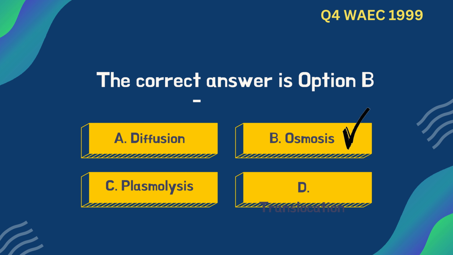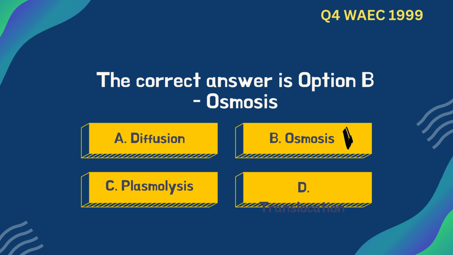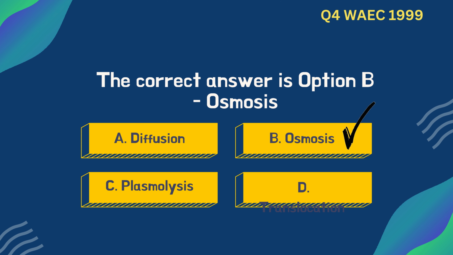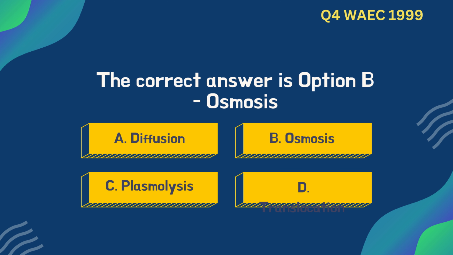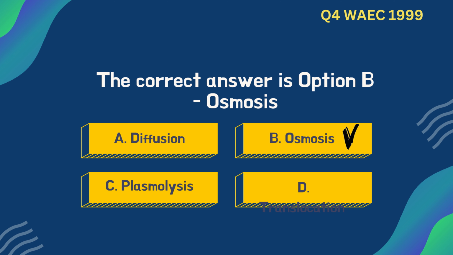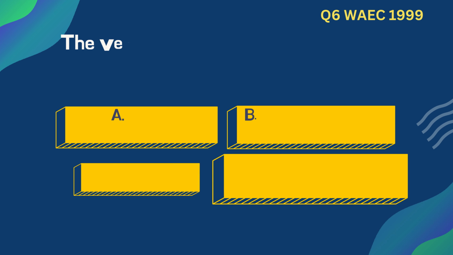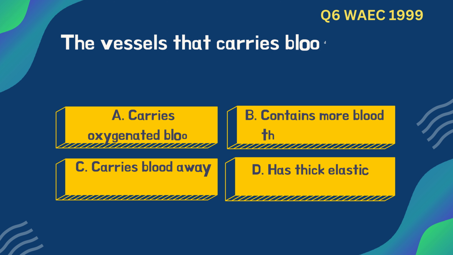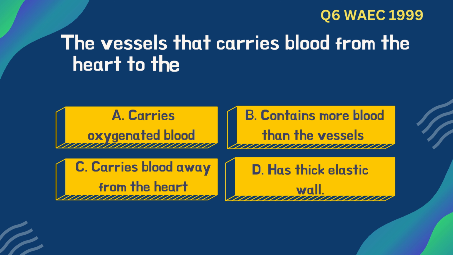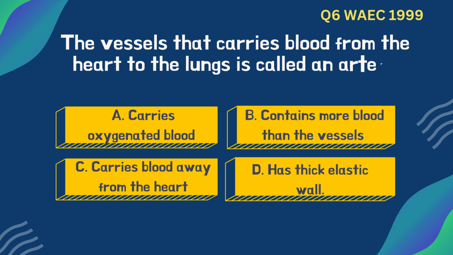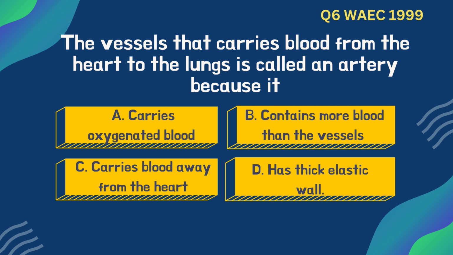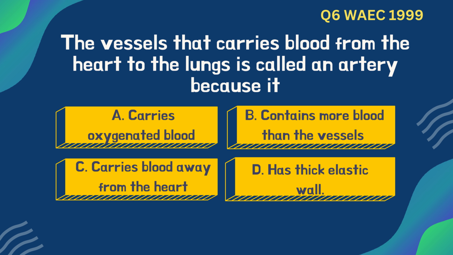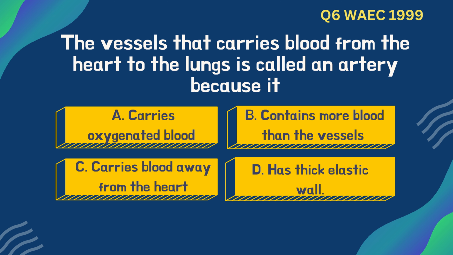Question 6. The vessel that carries blood from the heart to the lungs is called an artery because it A. Contains oxygenated blood. B. Contains more blood than the other vessels. C. Carries blood away from the heart. And D. Has thick inelastic wall. Look at the options critically and pick your answer.